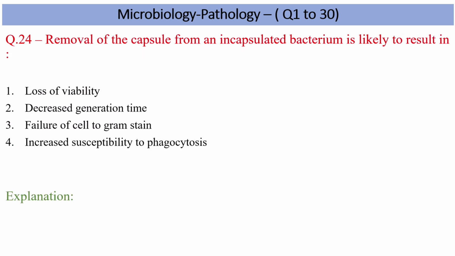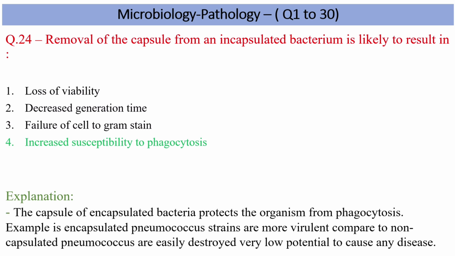Removal of the capsule from an encapsulated bacterium is likely to result in loss of viability, decreased generation time, failure of the cell to gram stain, increased susceptibility to phagocytosis. Correct option is increased susceptibility to phagocytosis. The capsule of encapsulated bacteria protects the organism from phagocytosis. For example, encapsulated pneumococcus strains are more virulent compared to non-capsulated pneumococcus, which are easily destroyed and have very low potential to cause any disease.